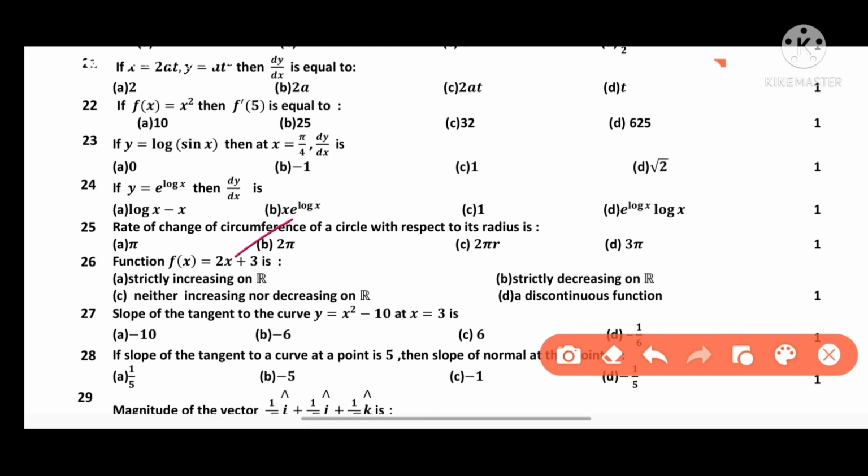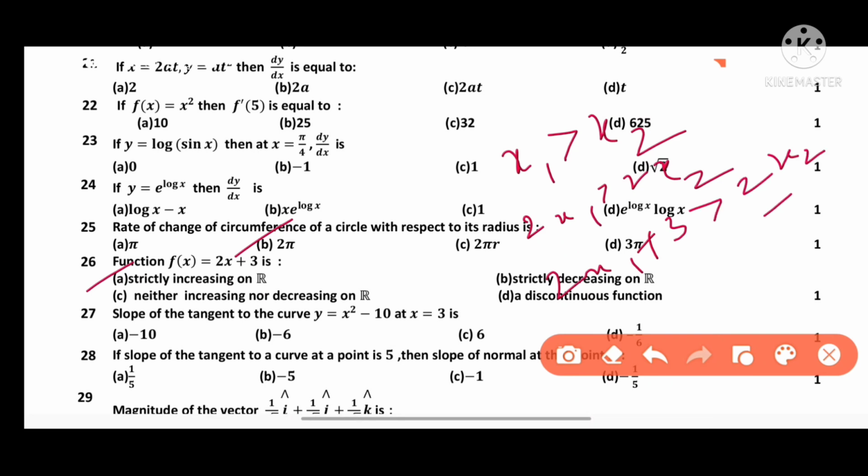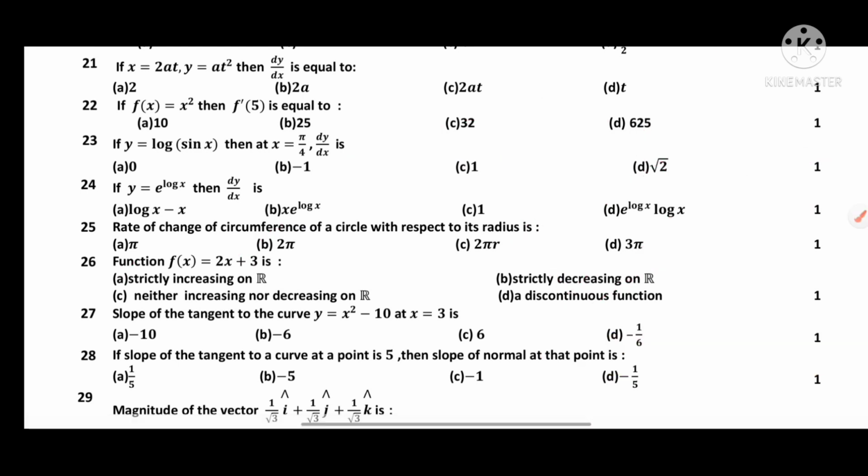Next 26, function f(x) equal to 2x plus 3 is, it is very simple, it is strictly increasing on R. Let x1 is greater than x2. Now 2x1 is greater than 2x2 and 2x1 plus 3 is greater than 2x2 plus 3, that is f(x1) is greater than f(x2). So function is strictly increasing on R. So A is correct option.